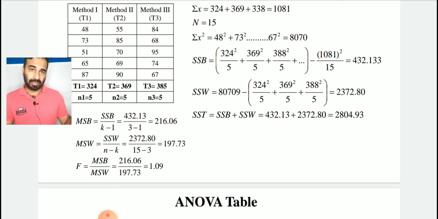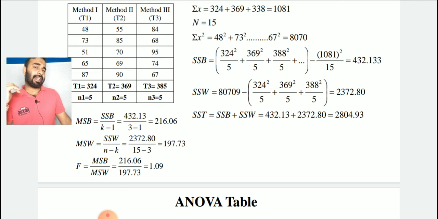How many groups are there? Okay, here 1, 2, 3 groups are there. That's why K is equal to 3. So in the MSB, the denominator is K minus 1, 3 minus 1, whereas in MSW the denominator is N minus K, 15 minus 3.